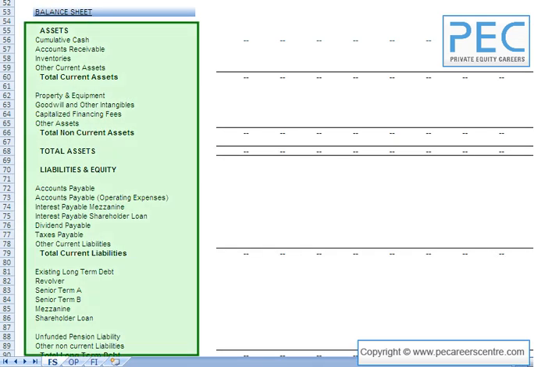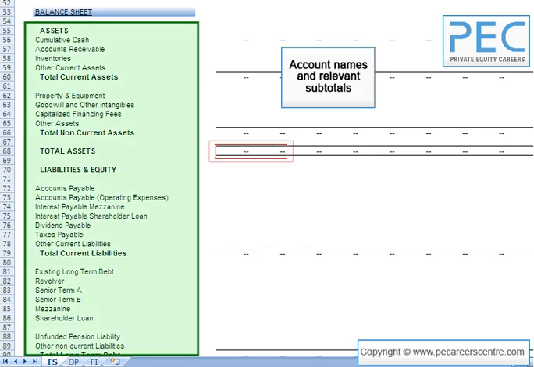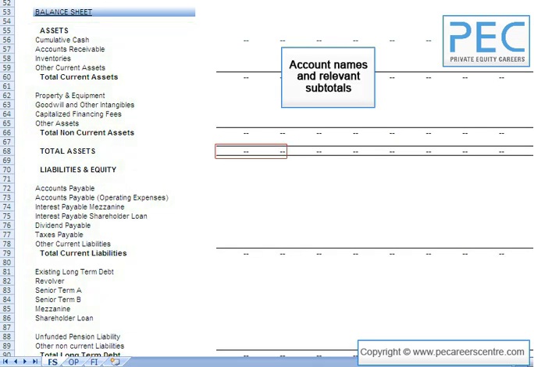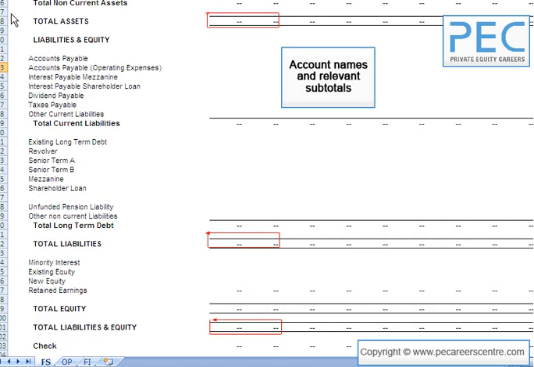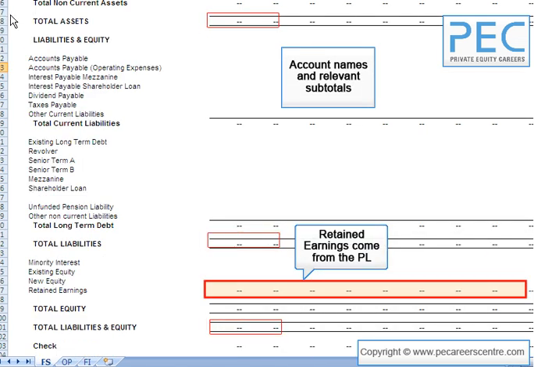The same applies to the balance sheet. Add the account names and subtotals. It is also important to create the interlinks between the financial statements such as retained earnings.